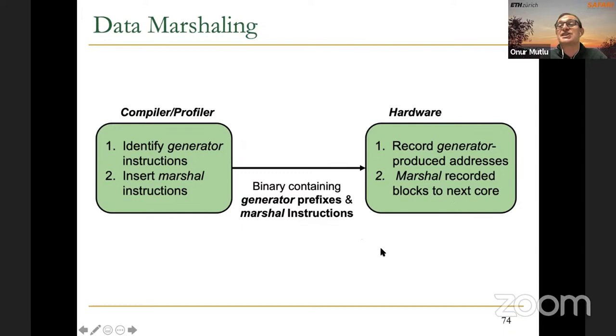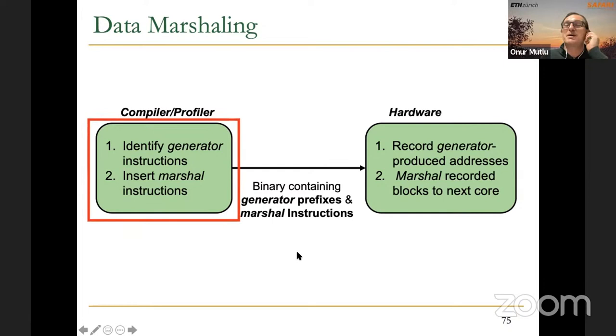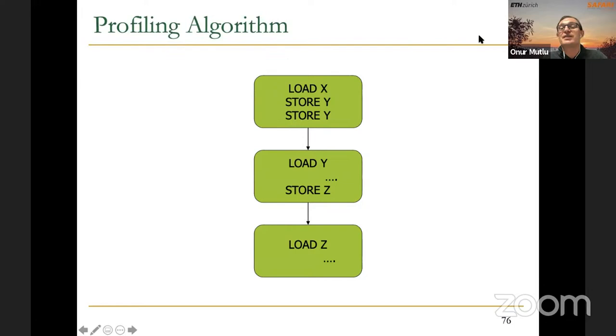Okay, now let's take a look at the compiler profiler support, which could potentially be migrated to hardware as we discussed, right? So this is the profile. Basically, we have a profiling algorithm that profiles the program and figures out which data is inter-segment data. Basically, that is touched by one segment that was produced by a previous segment or some other segment. It's called inter-segment data. And we identify the generator instructions. Remember, the generator instruction is the last instruction that's producing the data. There could be multiple generator instructions.